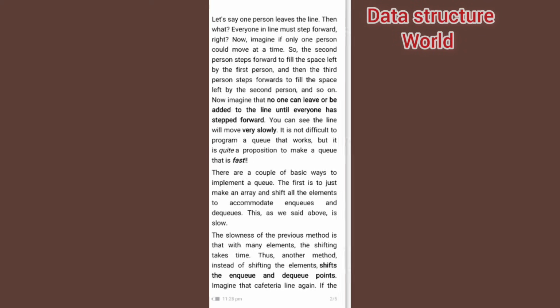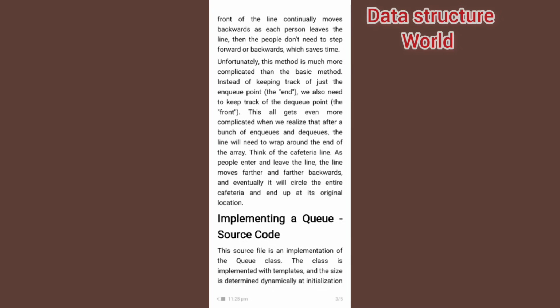Imagine that cafeteria line again. If the front of the line continually moves backward as the people leave the line, then the people don't need to step forward or backward, which saves time. Unfortunately, this method is much more complicated than the basic concept. Instead of keeping track of just an enqueue, the end, we also keep track of the dequeue, the front. This gets even more complicated when we realize that after a bunch of enqueues and dequeues, the line will need to wrap around the end of the array.